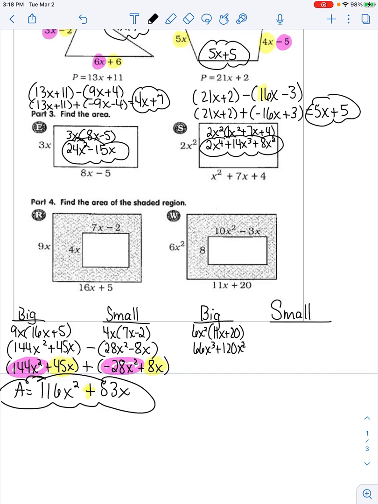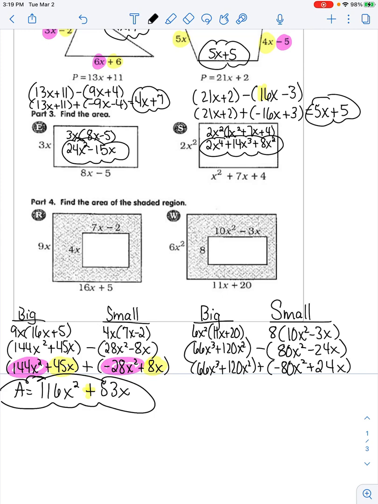Now let's do the same thing for the smaller rectangle. We have 8 times 10x squared minus 3x. So let's just do the distributive property. 8 times 10x squared is 80x squared. 8 times negative 3x is negative 24x. And now I'm going to subtract those two because I want to find the area just of that shaded region. So I want to leave the first set of parentheses alone. Change this to a plus, and this becomes minus or negative 80x squared plus 24x.